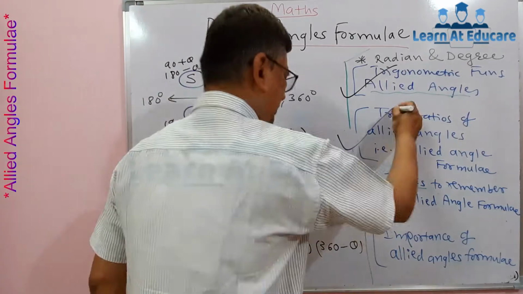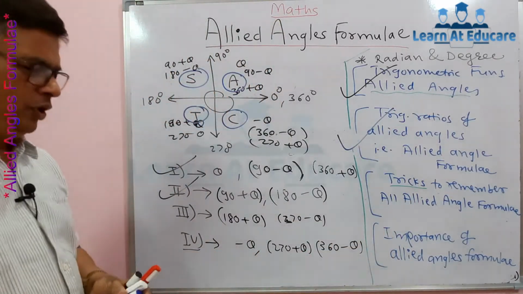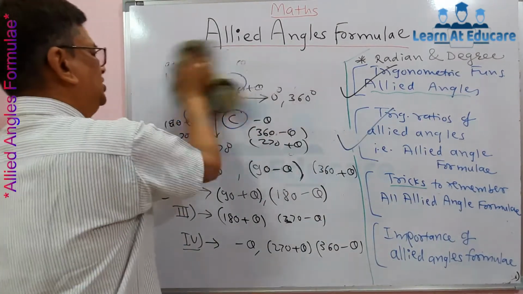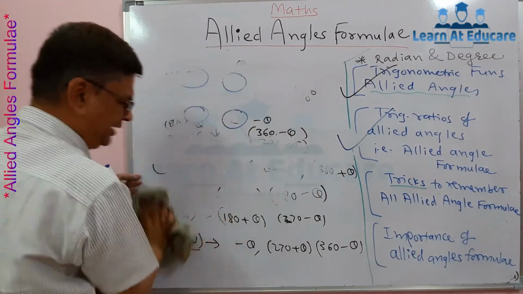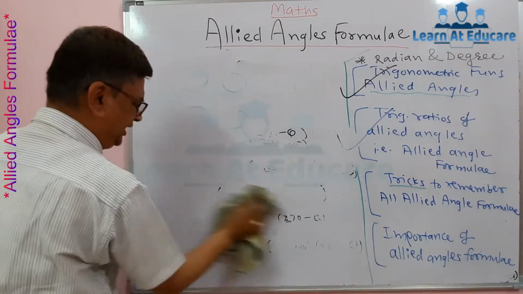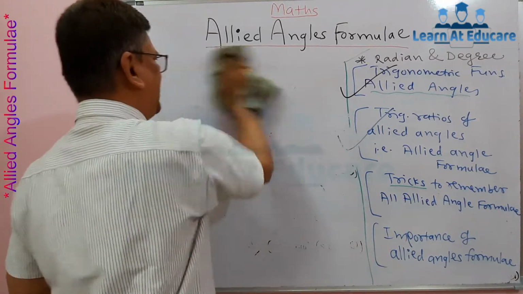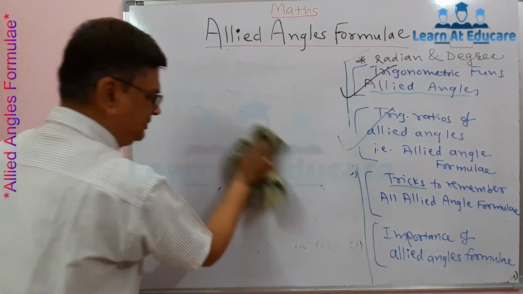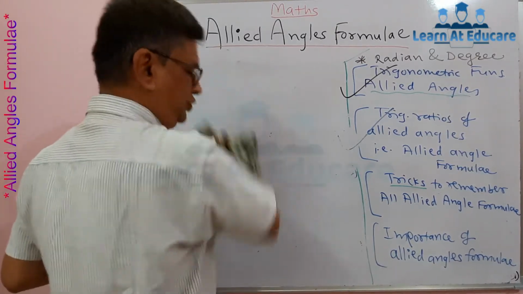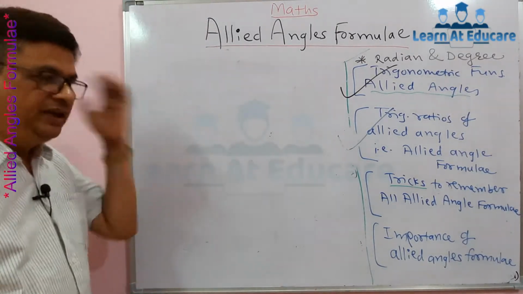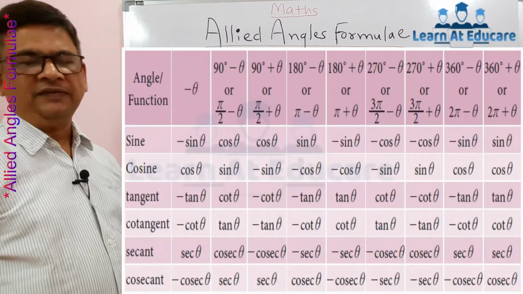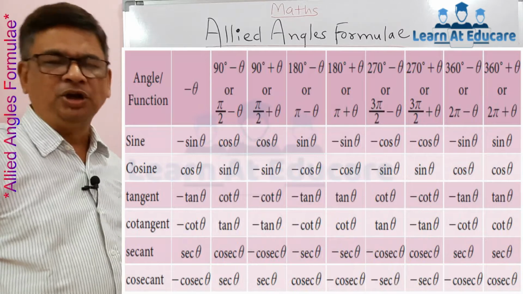Now we deal with the allied angle formulae for the angles denoted by 90 minus theta, meaning pi by 2 minus theta, 90 plus theta, meaning pi by 2 plus theta, and so on up to 360 minus theta and 360 plus theta, meaning 2 pi minus theta and 2 pi plus theta. Now here is a chart for you to know what these allied angle formulae are. They are in front of you.